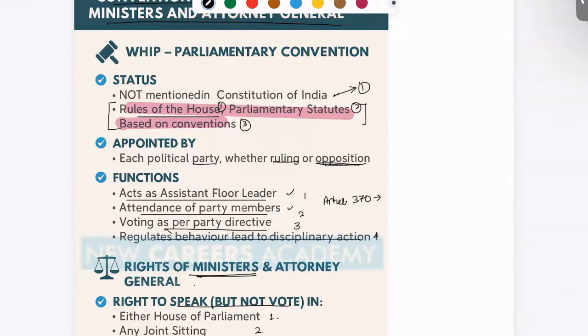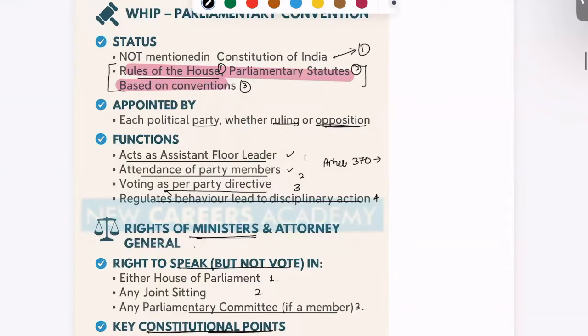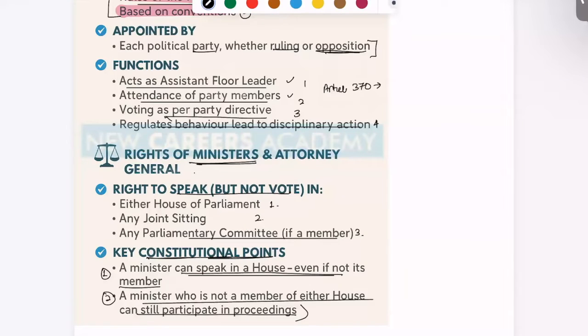The term whip is not given in the constitution, but whip means chabuk. Chabuk का मतलब वो purpose यही है कि हर किसी को बोलना आज ये करना आज ये करना. Today you will have to vote in my favor, so everybody has to vote. It is to basically maintain parliamentary democracy. Is it clear? Each party appoints its whip, whether चाहे वो political opposition हो, चाहे. Is it clear or not? Next, functions. Acts as a assistant floor leader.